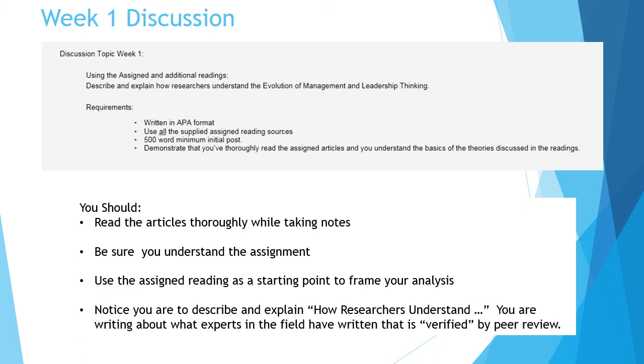Notice that we're not asking for your opinion of the evolution of management. We're asking you to describe how researchers understand the evolution of management and leadership thinking. And again, not so much how the practice has evolved, but how people have thought about it as expressed in writing. So you're writing about what the experts in the field have written about, because if we're looking at peer-reviewed articles, this has been reviewed by experts who say this is as close as we know to reality, this is true fact, and if you write based upon what they've said, you're building your arguments upon a solid foundation.